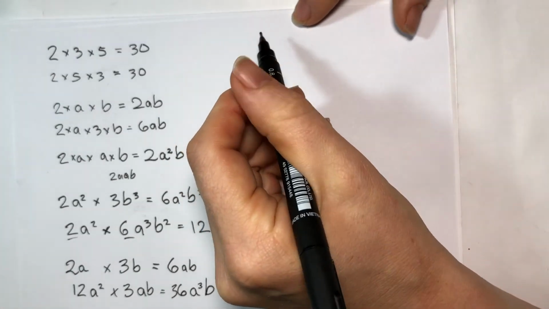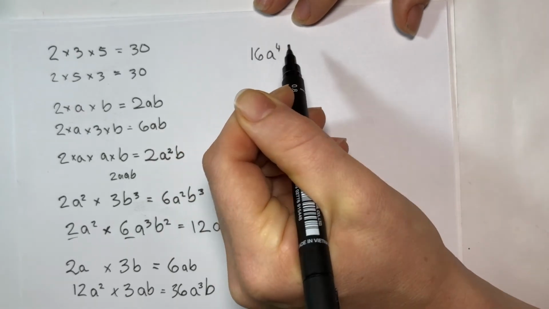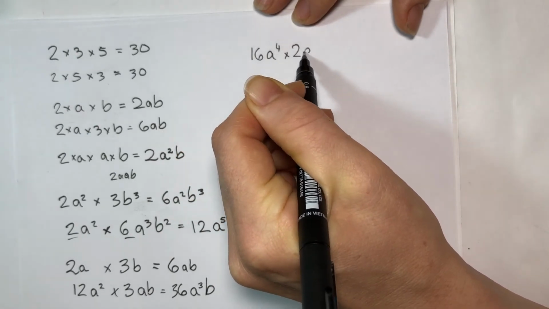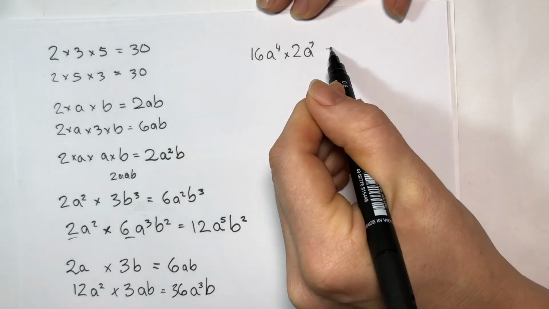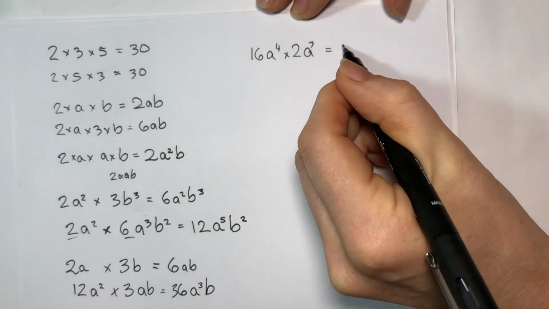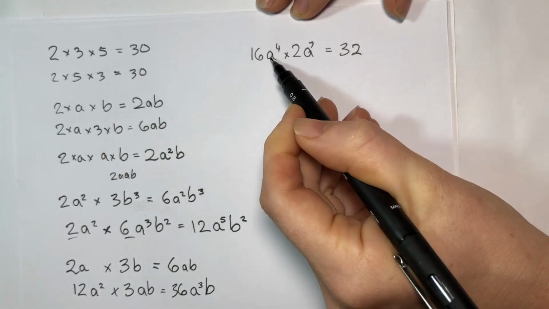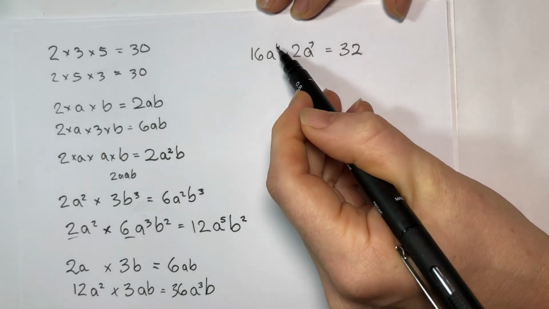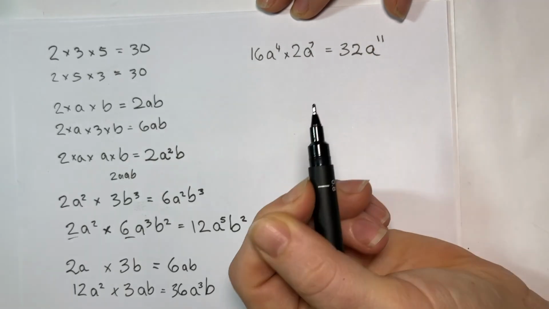It doesn't even matter. We could have 16a to the 4 times 2a to the 7. Oh dear, there's going to be a lot of babies. And they're going to have a lot of albino nature in them. So 16 twos are 32. And then with the a to the 4 and the a to the 7, I've got 4 and 7 of that power, giving me 11.